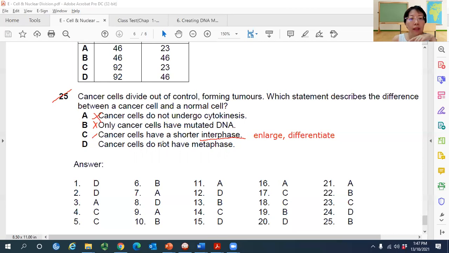What about D? Cancer cells do not have metaphase. Of course, there must be metaphase, right? So therefore, the best answer is C lah.